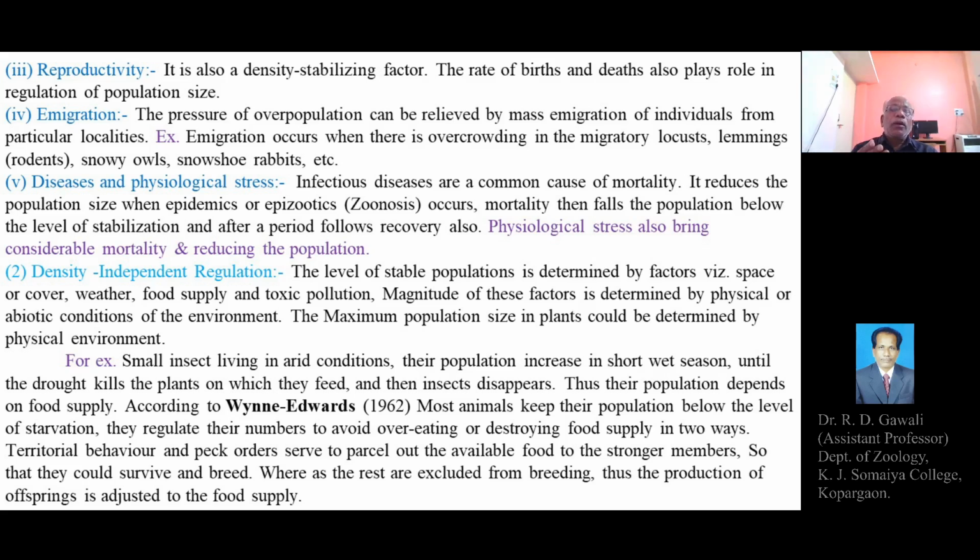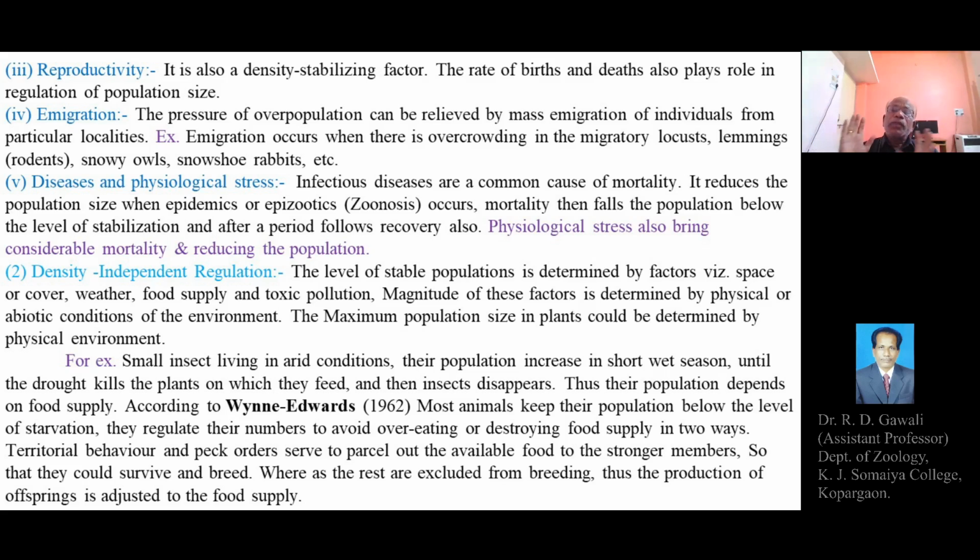So small insects are an example of density independent regulation, that is, regulation by abiotic factors such as space or habitat loss, cover, and food loss. These are some of the important environmental, abiotic or physical factors responsible for population regulation.